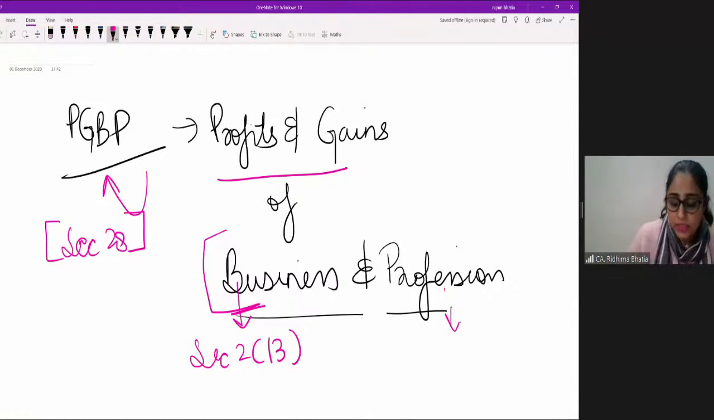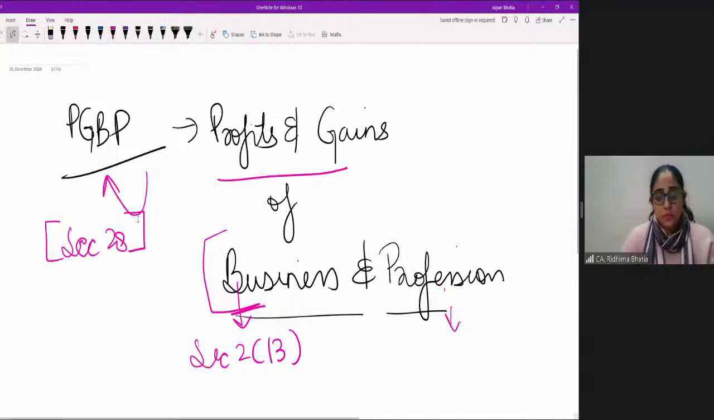Also, one thing, students: each type of business would be shown separately, as in profit from business 1, profit from business 2, profit from business 3, and then all of them will go into my PGBP head.